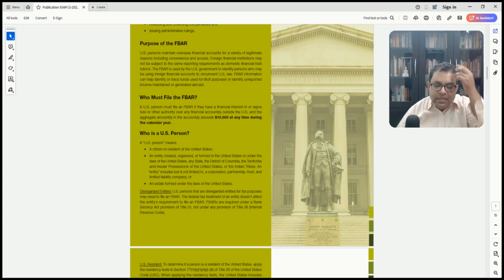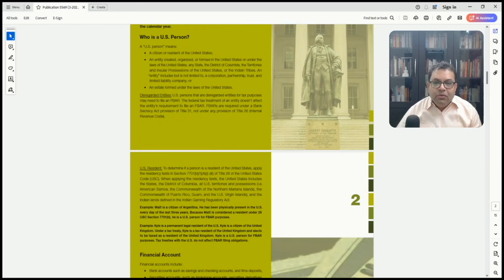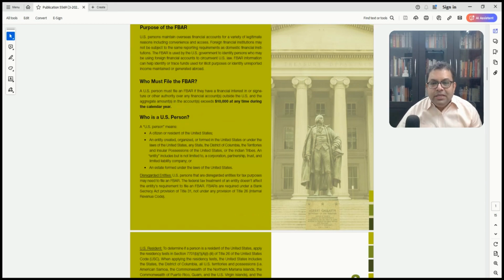So basically, there is an increased chance. Because there is this increased chance of the person not reporting the accounts, the income from those accounts to tax, this reporting requirement exists, right? So basically, who needs to file, right? A US person must file an FBAR if they have a financial interest or a signature or other authority over any financial accounts outside the US, and the aggregate amount of the accounts exceeds $10,000 at any time during the calendar year, right?